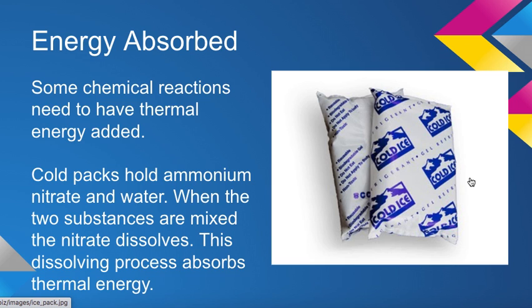So once you break these things and they mix together, it sucks all the heat from around it and turns that into a really, really cold pack. Therefore, you place that on your injured ankle or knee. It's shown in the picture here, the knee, that will then cool down that muscle or joint, that tendon. That is going to allow that healing process to take place. But that's an example of an energy absorbed reaction.